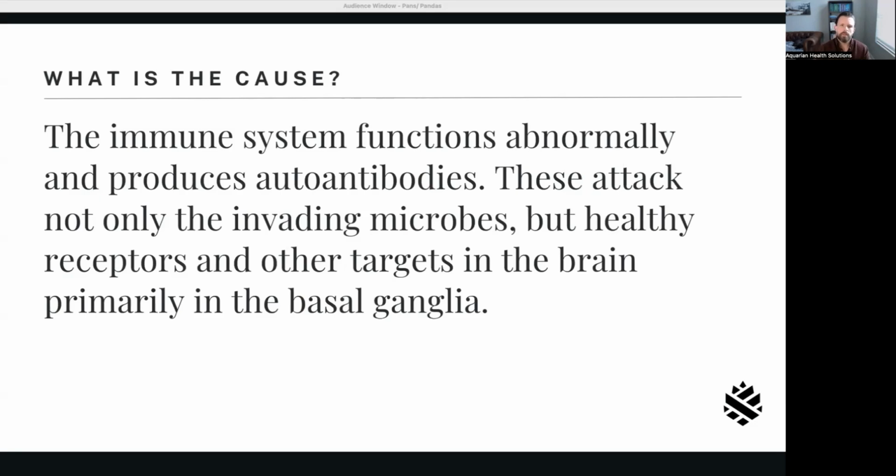Really what happens with this is the immune system functions abnormally and starts producing autoantibodies. These not only attack the microbes that are in the brain, but they begin to attack the receptors and other targets in the brain, primarily in the basal ganglia. And what's happening is the immune system sees the similarities between normal body tissue and a particular molecule. In the case of PANDAS, it's strep, and in the case of PANS, we'll get into it, but it's a couple other things. And then mistakenly attacks the body tissue. And this misguided attack leads to a tremendous amount of brain inflammation and a sudden onset of symptoms.